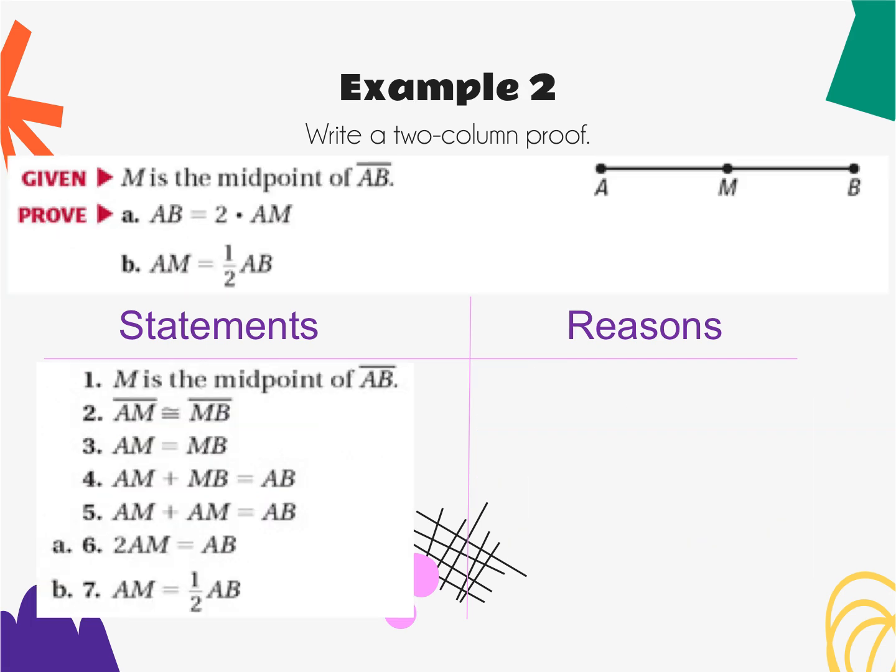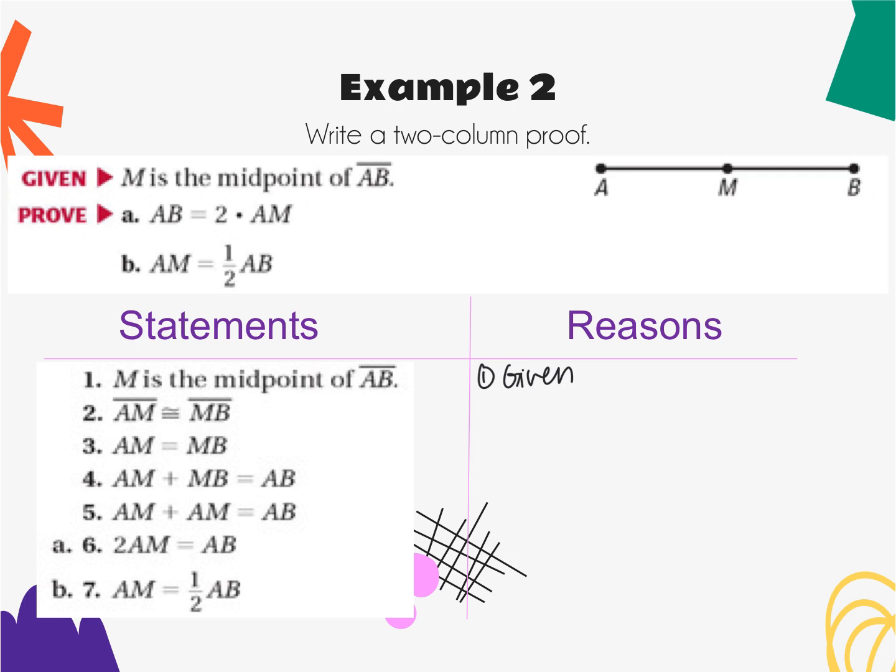All right, looking at the second example, we have a 7-step proof here. Please pay attention to this one. M is the midpoint of segment AB. They want me to prove that AB equals 2 times AM, and AM equals 1/2 AB. So going ahead, what's the first reason? Good, thank you. It's always given.